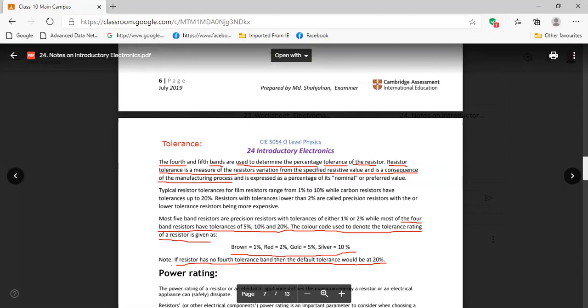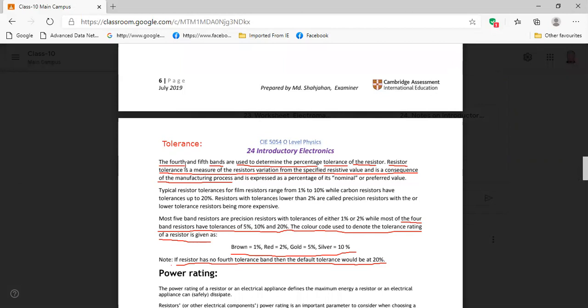Now Yakin, are you done? Please read whatever you wrote about tolerance, loudly. The fourth and the fifth bands are used to determine the percentage tolerance. I did not underline fifth. Only you write about fourth. The fourth band is used. Correct it. Then read. The fourth band is used to determine the percentage tolerance of the resistor.